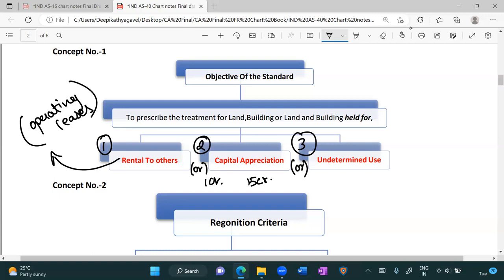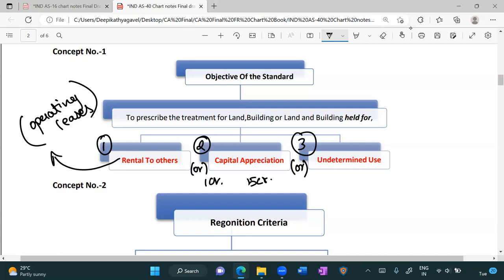Third is if the property is being held for an undetermined use. Let's say I had surplus funds, so I decided to invest it somewhere, and I purchased a property. But do I have any specific use for that right now? No, I do not have. Am I planning to use it in my production, for supply of goods or services, or for admin purposes? No. I do not have any determined use for that particular land. So the land is being purchased for an undetermined use. If that is the case, then IND AS 40 will apply. It will be treated as an investment property.